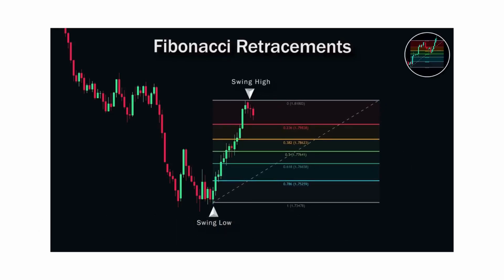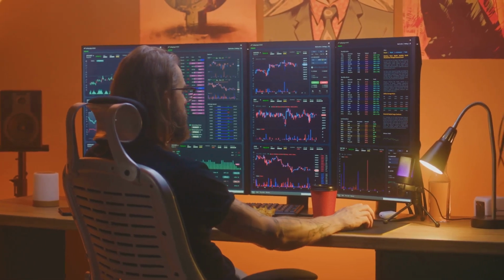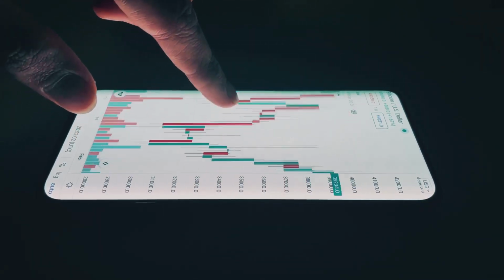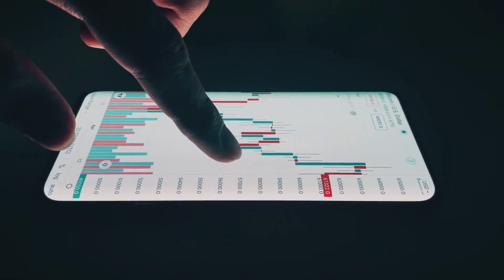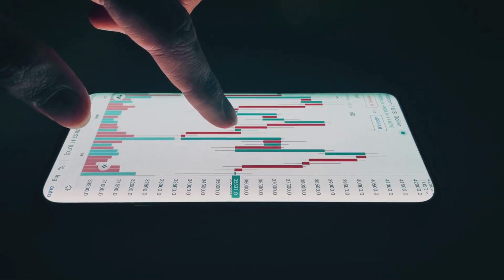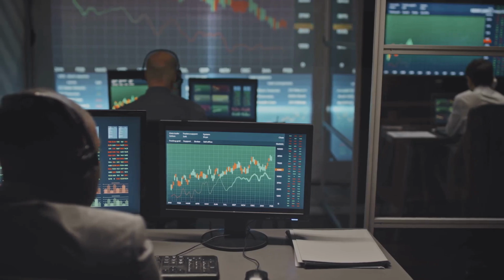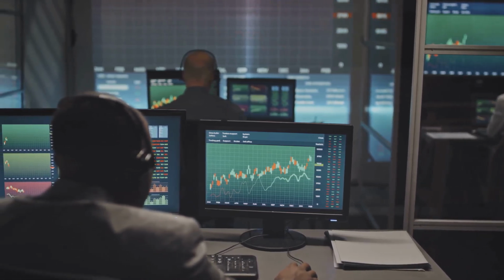The Fibonacci sequence, a series of numbers where each number is the sum of the two preceding ones, has profound implications in trading. Traders use Fibonacci ratios to identify potential support and resistance levels in asset prices. These ratios, including 23.6%, 38.2%, 50%, 61.8%, and 100%, represent key levels where price retracements or reversals are likely to occur. By understanding how these ratios work, traders can anticipate potential price movements and make more informed trading decisions.